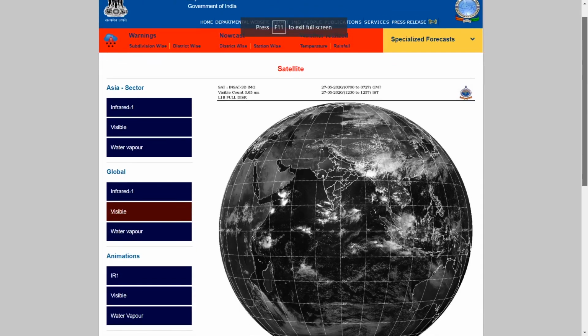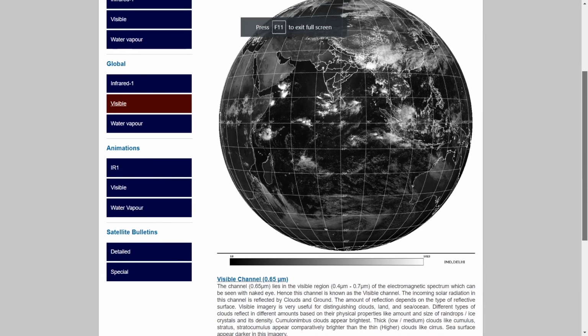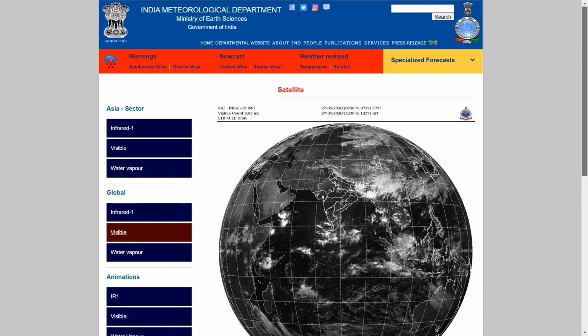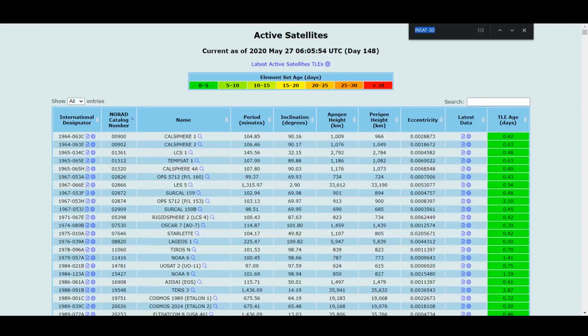Satellites are important elements of weather forecast. We will see an example of how the Indian meteorological satellite INSAT 3D is positioned in orbit. It provides weather information over the Indian subcontinent.